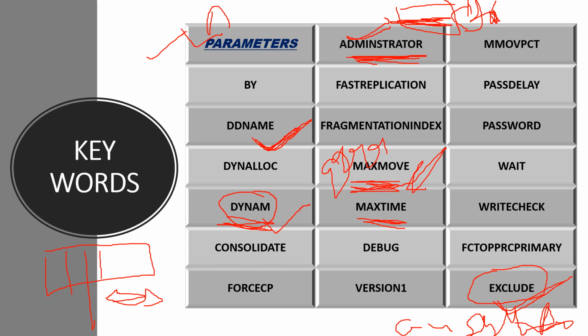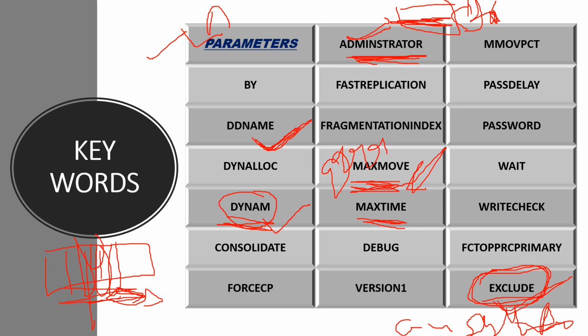So when you exclude all the system files from that defrag, when you are running the defrag job, it will help you to run faster. Otherwise, nothing will happen. If you are not specifying exclude, also nothing will happen. Just that data set will not be moved. They are protected data sets, so they will not move. Okay.